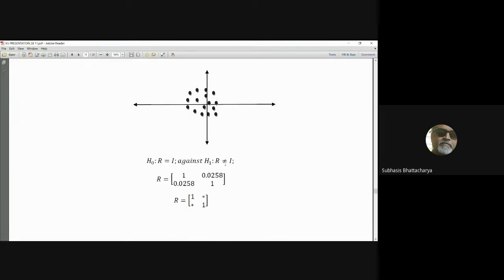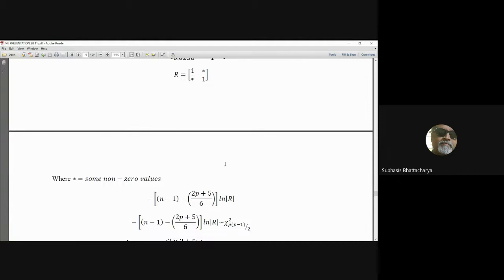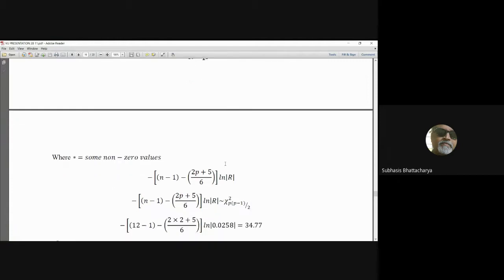So considering that data set which is given earlier, I find out the correlation matrix, that is 1, and the other values are 0.0258. That is the correlation between x1 and x2, if I consider the two variables. Then Bartlett gives us a specific test statistic.